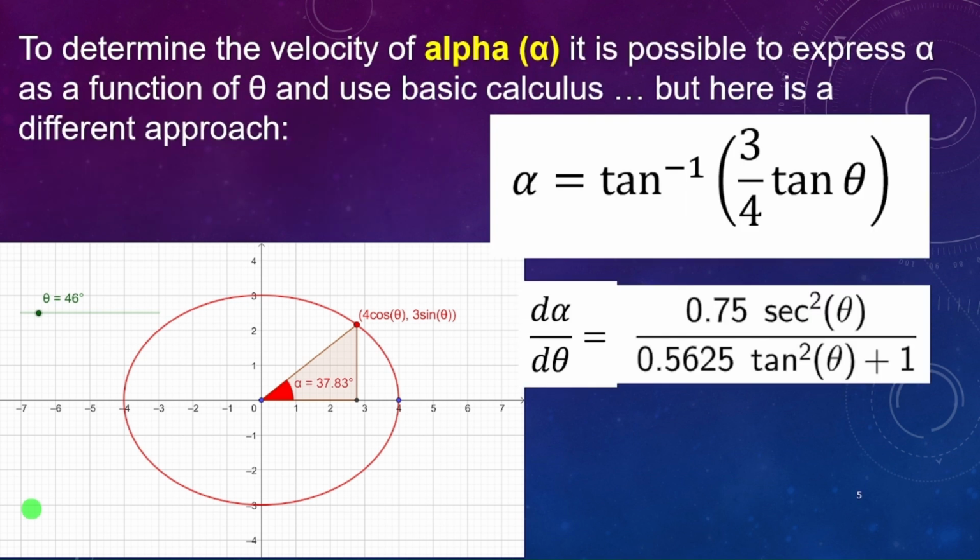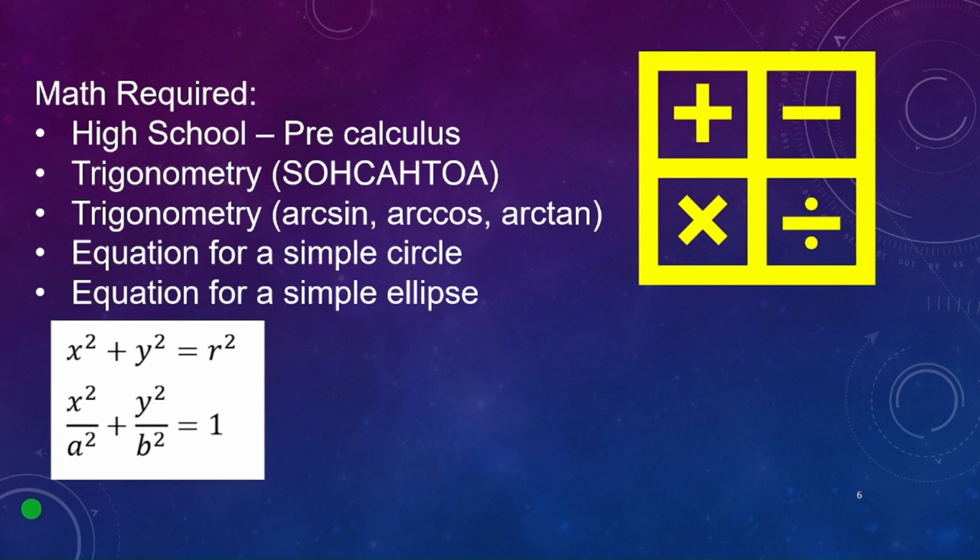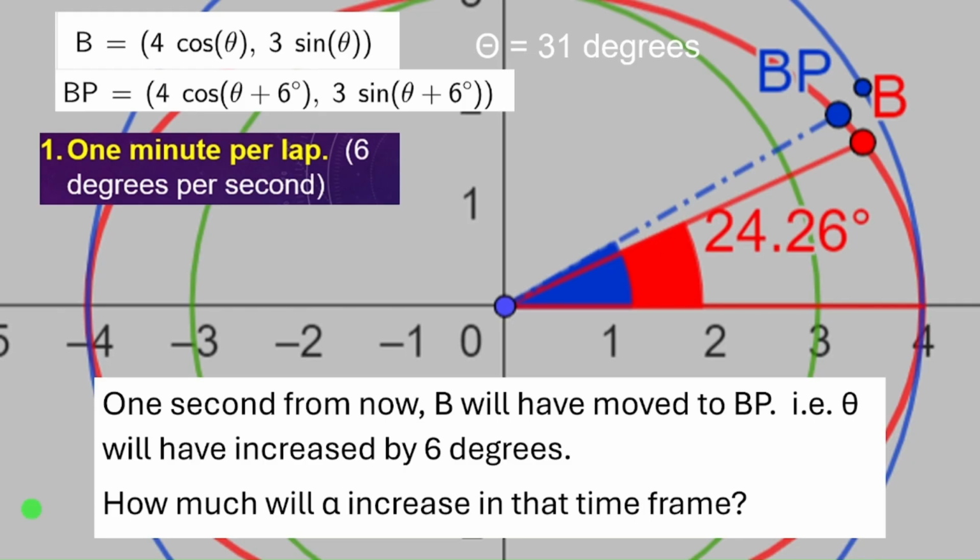To determine the velocity of alpha, it is possible to express alpha as a function of theta and use basic calculus, but we're going to use a different approach. Remember that our definition is how many degrees per second are being swept out as alpha increases. We did agree that we would use only high school mathematics, so we're going to take a slightly different approach. Here's what we're going to do.